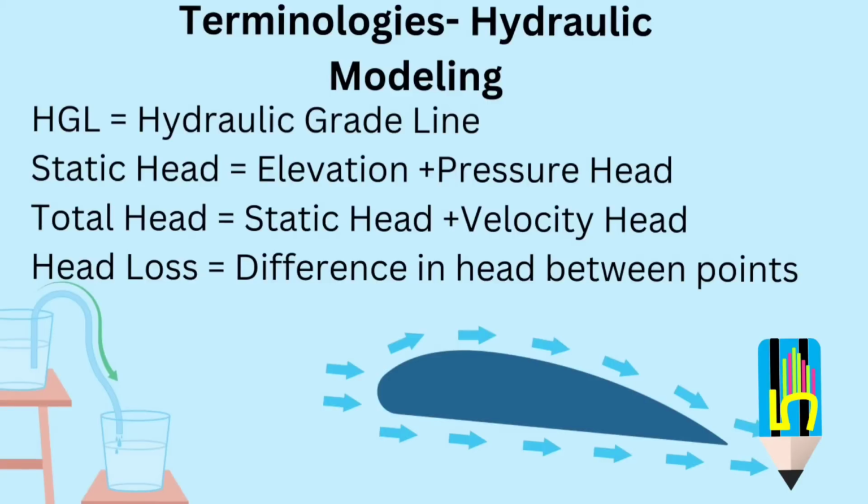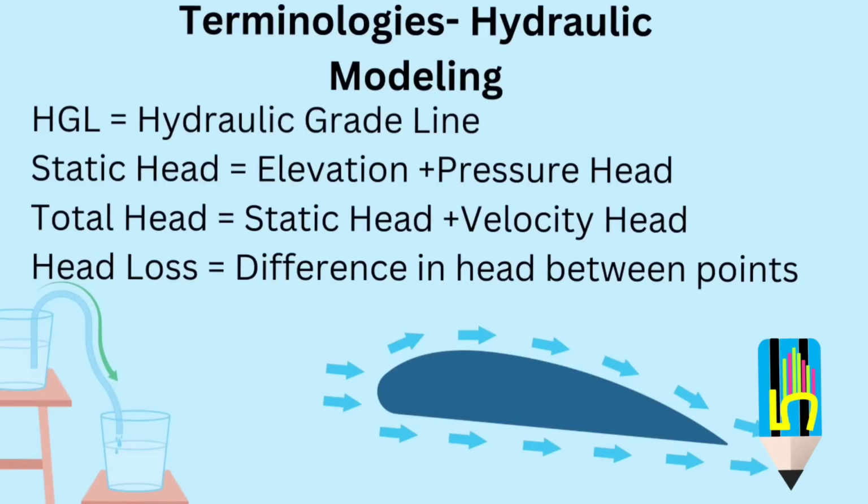As you all have read, the surface or the profile of water which is generally flowing in an open channel or a pipe flow which is partially full, when we draw that, it is known as a hydraulic grade line, right? Now what is a static head? Static head is the elevation plus pressure head, so it will not contain the velocity head, which is also known as the HGL, right? Total head is the static head plus velocity head.